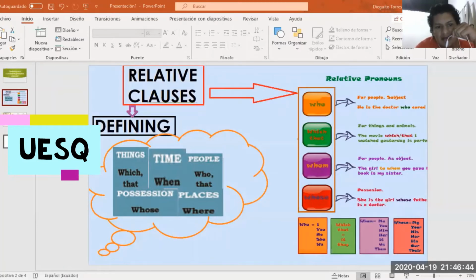Then we have defining. We use things, times, people, possessions, and places with one of these words. Okay, so in this case, here I have some relative pronouns and adverbs that can be omitted as long as they act as an object in the sentence. There are two ways, okay? So that is why I use who, that, which, when, and why.